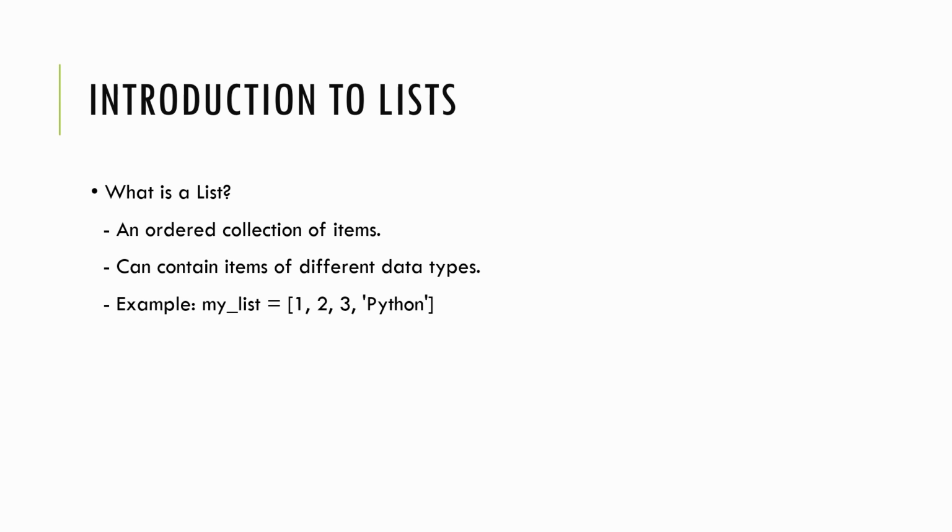Let's start with the basics. A list is an ordered collection of items in Python. Lists are flexible, they can contain elements of various data types like numbers, strings, or even other lists. For example, you can create a list like this: my_list = [1, 2, 3, "Python"]. As you can see, this list contains both integers and a string.